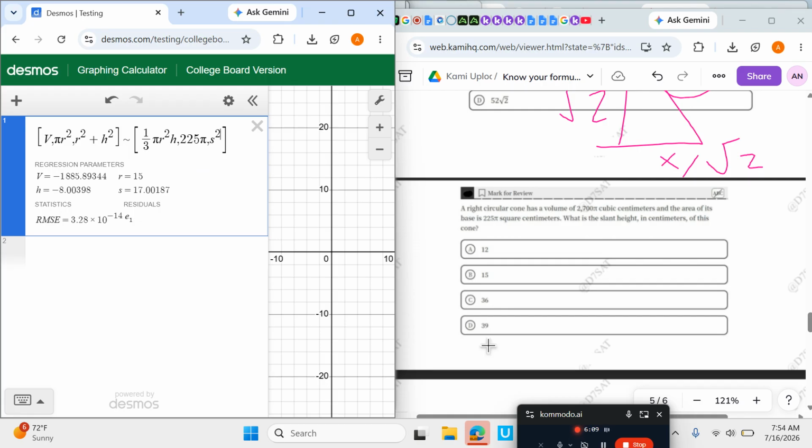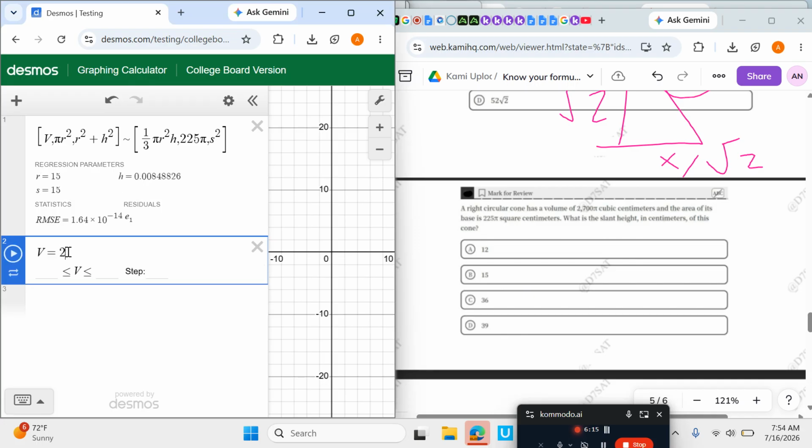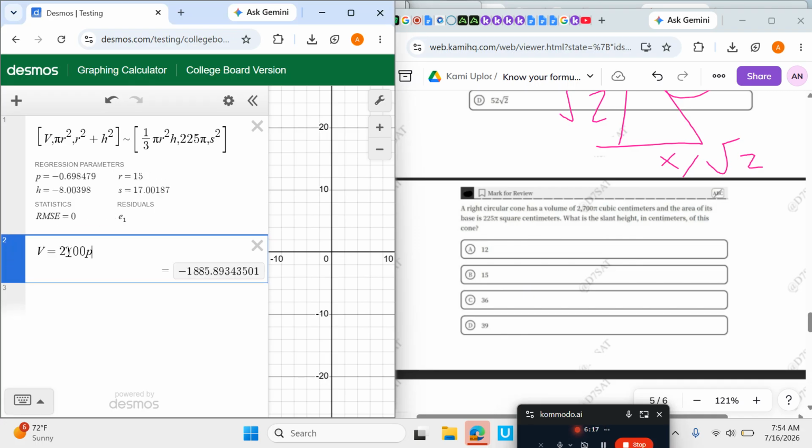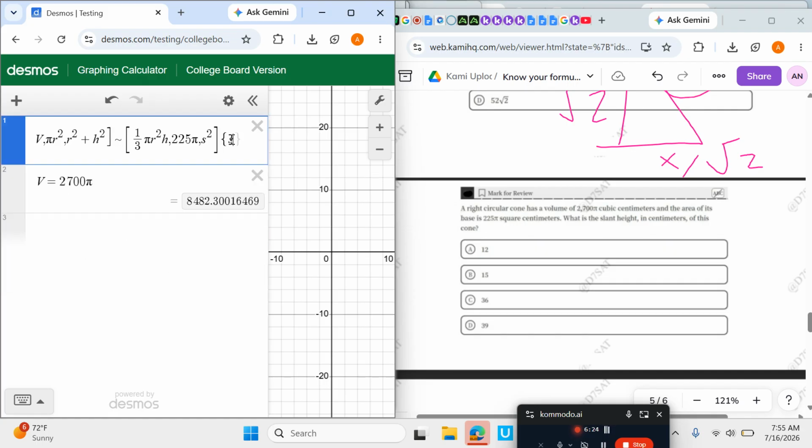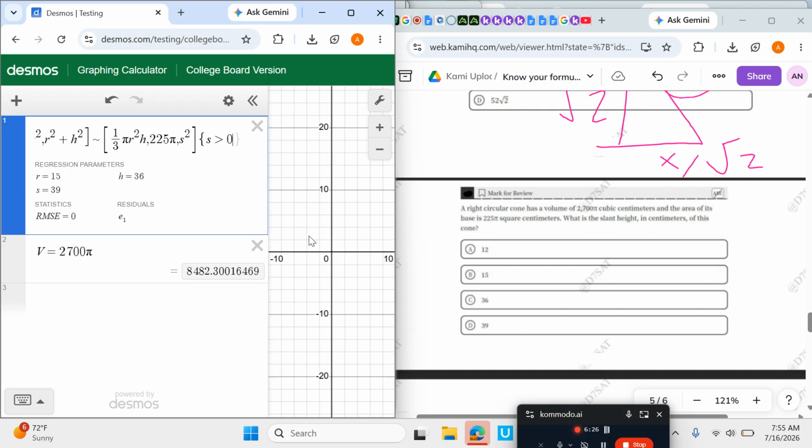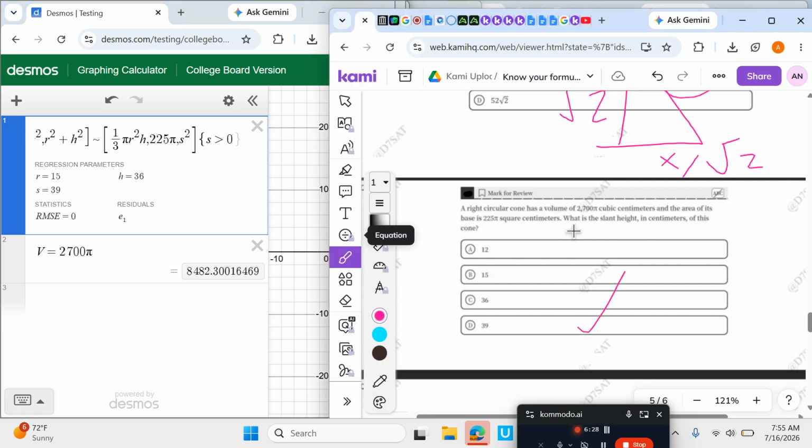Easy. Okay. So obviously my answers are looking weird because my volume has to be entered as 2700 pi, right? Okay, much better. What's the slant height? Now, see how it made it squared, so it's going to maybe include that 0 case, but no big deal. You realize that it has to be 39 anyways. Good.